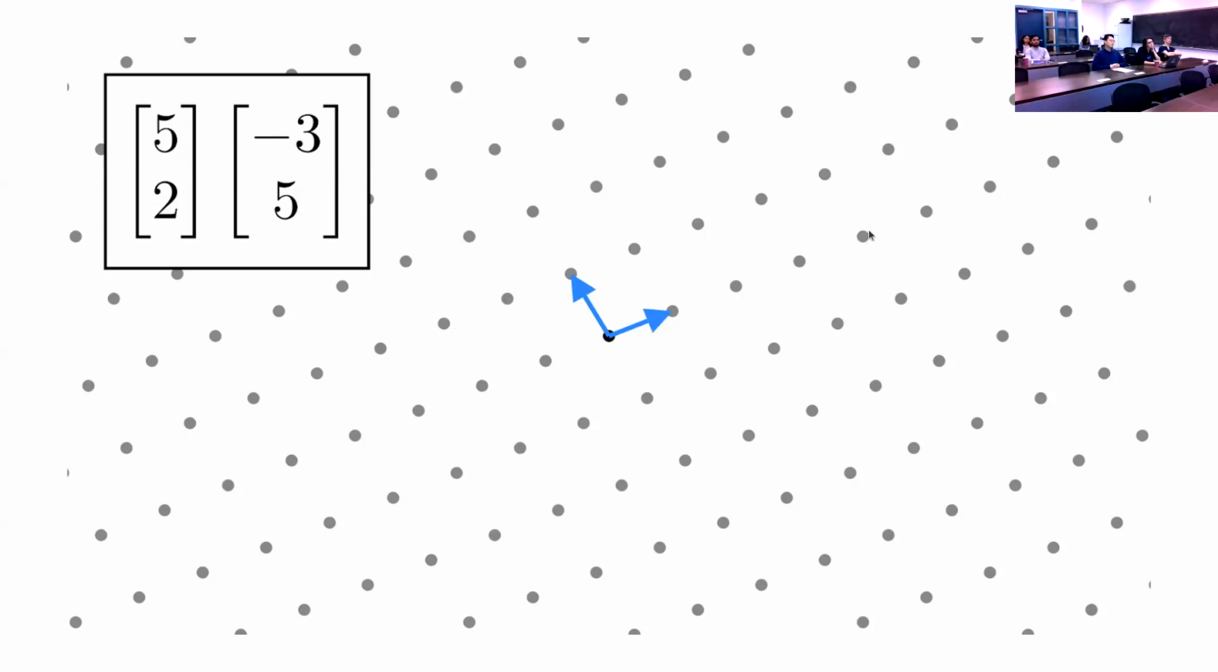Yes. Okay, great. So for example, this point is a multiple of 3 of this vector, and this point is a multiple of 4 of this vector plus 1 of this vector to get here. So any point in the lattice is an integer linear sum of these vectors.